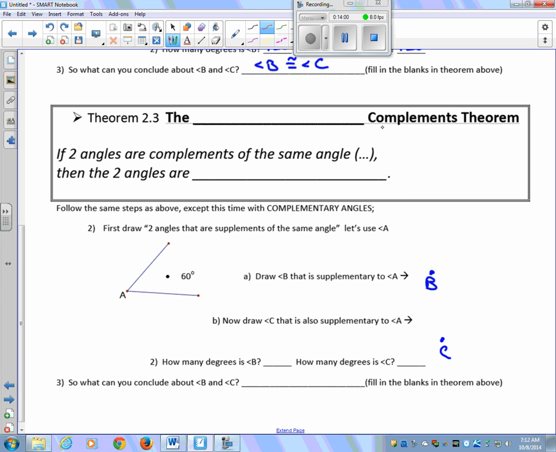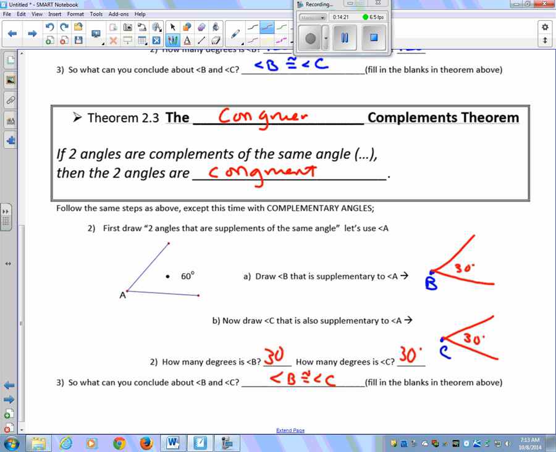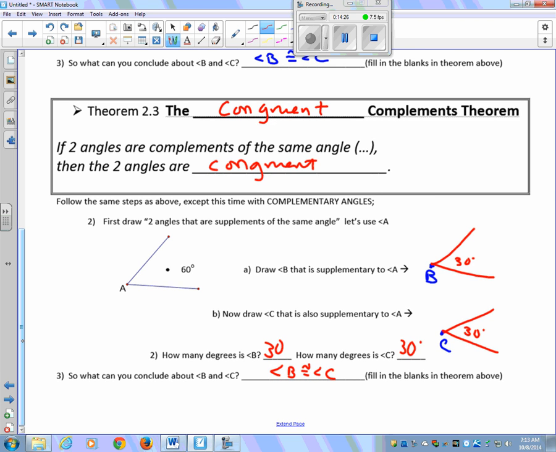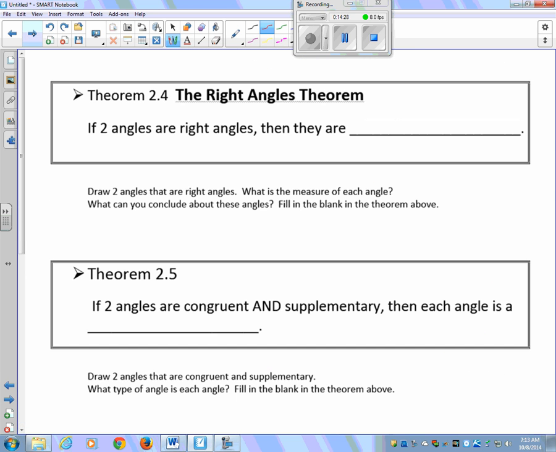So hopefully you did that on your own and you came up with a 30-degree angle here and a 30-degree angle here. And since they're both 30, that means that they are congruent again. So again, this word is going to be congruent. And we've got a new theorem called the congruent complements theorem. Well, let's discover a couple more theorems here.